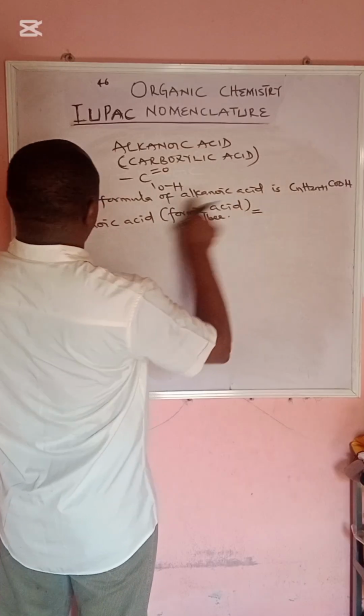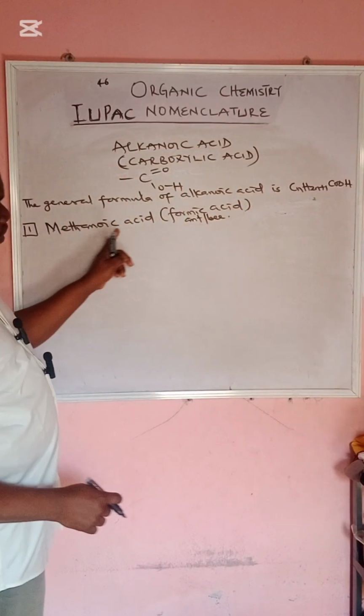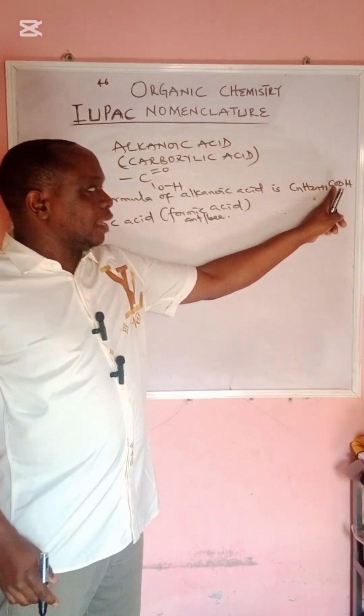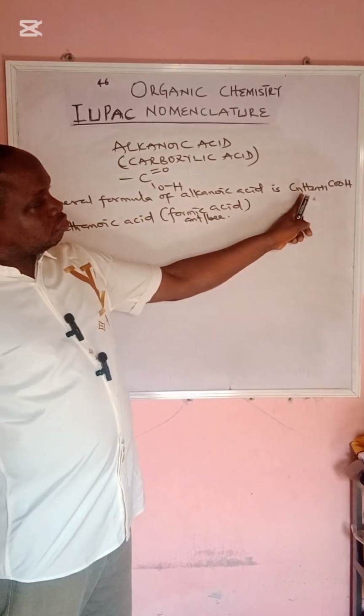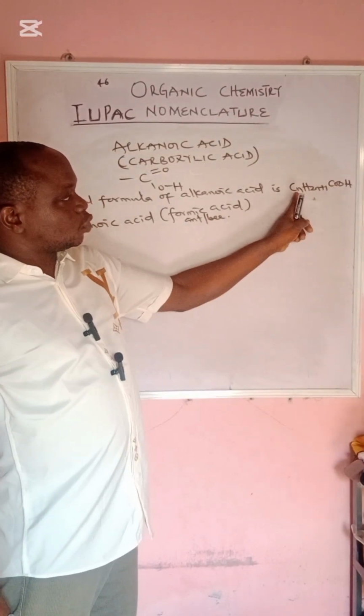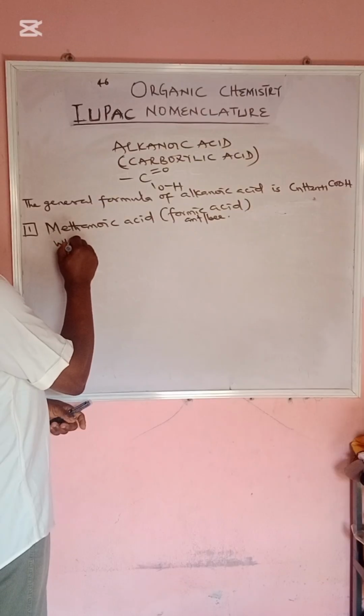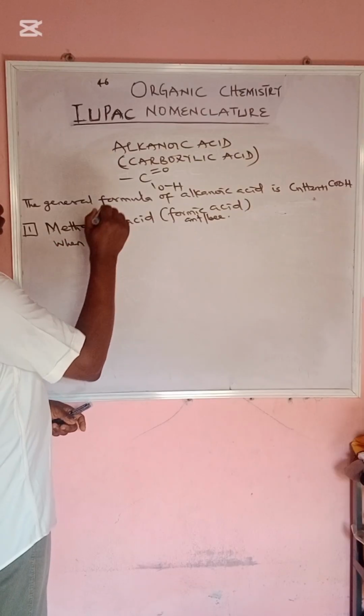When n is equal to... be careful here. When you are using methanoic acid, carbon is already there, so this one must be 0. When they say methanoic acid, this one is 1 already. So n must start when n is equal to 0. Always remember that when you are using the formula, n is equal to 0.